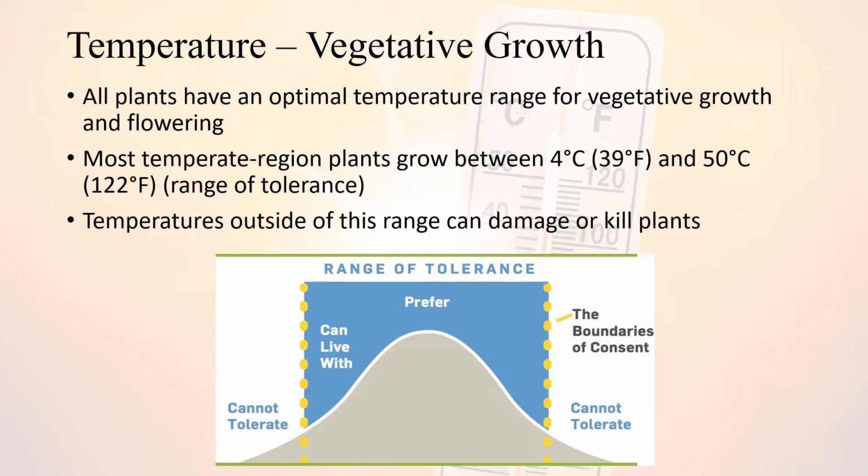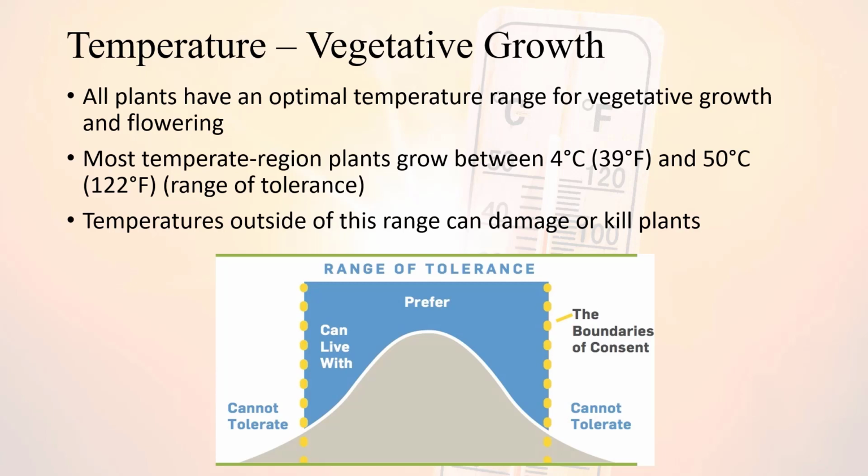Now, if we're moving past germination, we're talking about vegetative growth. Just like how there's an optimum temperature for germination, there is an optimum temperature for vegetative growth and flowering in our plants. Most of our temperate region plants grow between this range of 39 degrees Fahrenheit and 122 degrees Fahrenheit. And if we go outside of this temperature range, just like if we went outside of that range for germination, we are going to have damage or death to our plants, right?